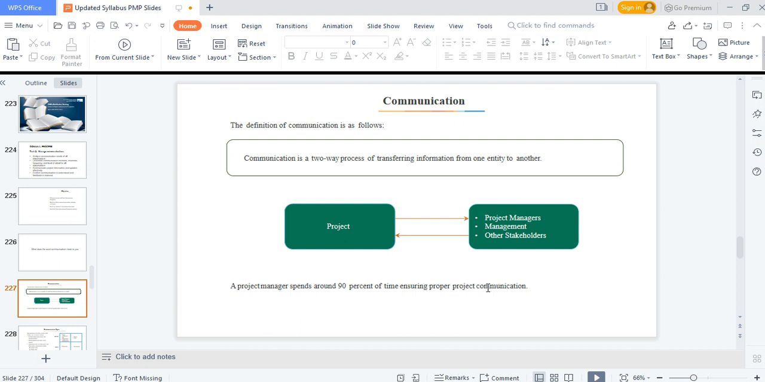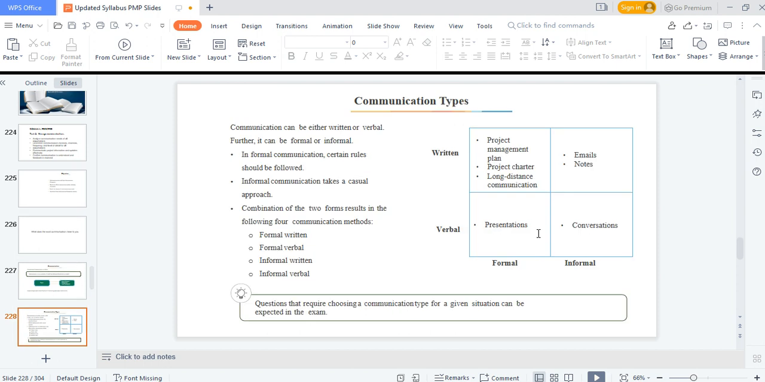So one of the principal responsibilities of a project manager is to ensure communication amongst all of the team members, stakeholders, management, and every other stakeholder that is involved in the project. There is need for communication.